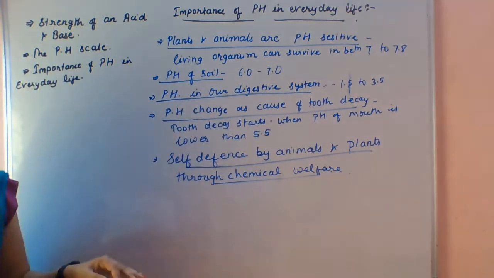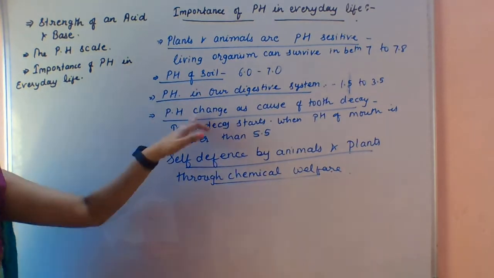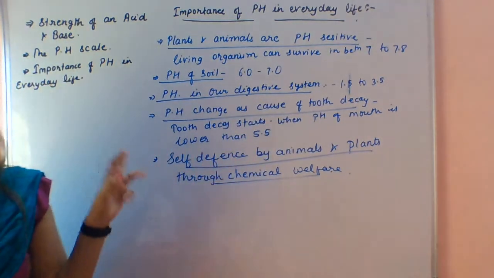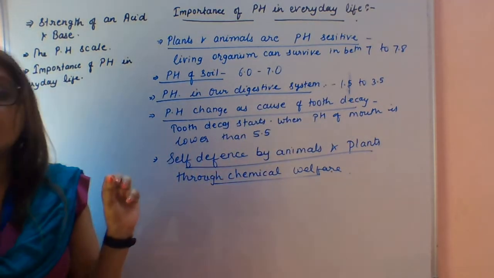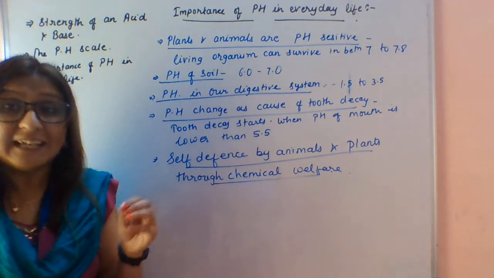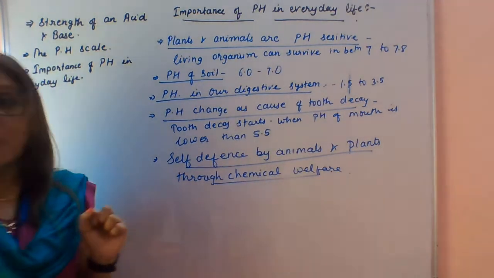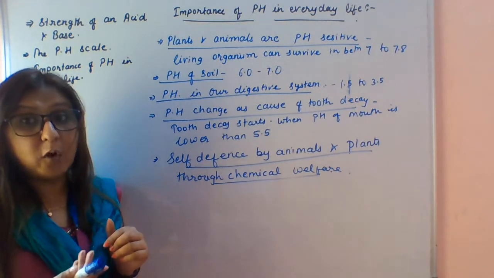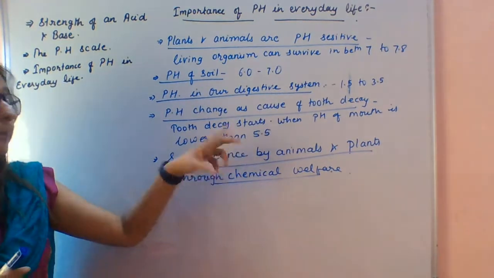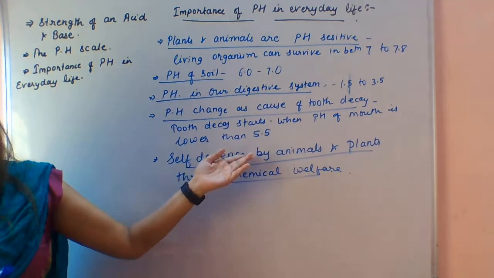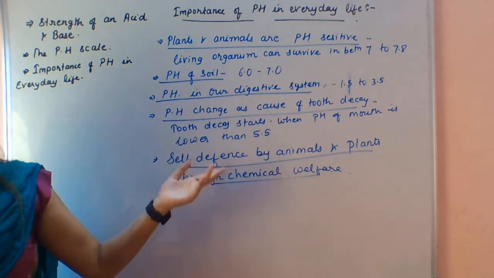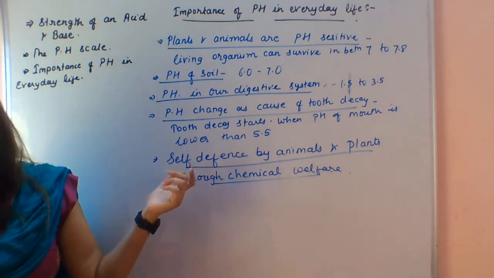Next, pH can cause tooth decay. Tooth decay starts when the pH of the mouth is lower than 5.5. We all know tooth enamel is made up of calcium phosphate. That is the hardest substance in the body that does not dissolve in water, but it does corrode when the pH value of the mouth becomes lower than 5.5.